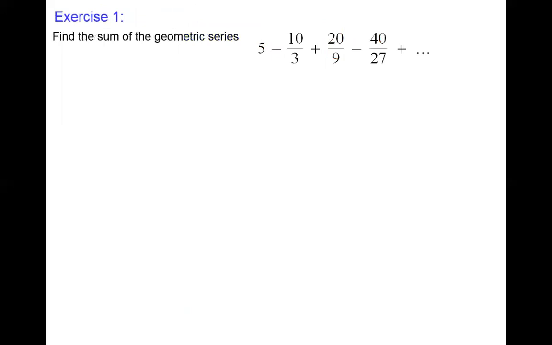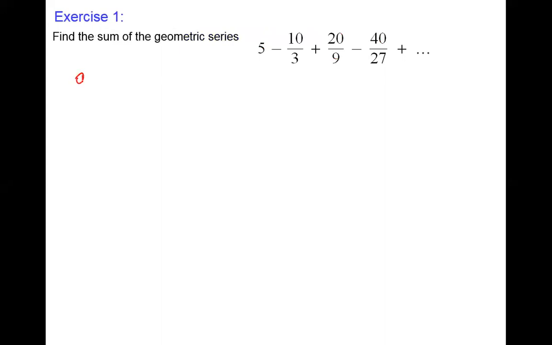Exercise number 1. Find the sum of the geometric series: 5 minus 10 over 3 plus 20 over 9 minus 40 over 27, and so on. I'm assuming that the pattern will continue without a change. And let's check if this is the geometric series, first of all.